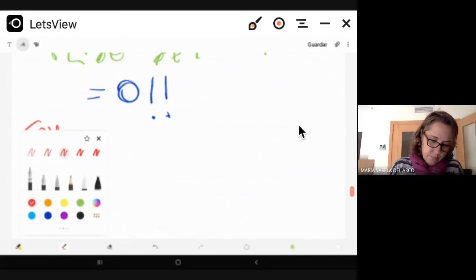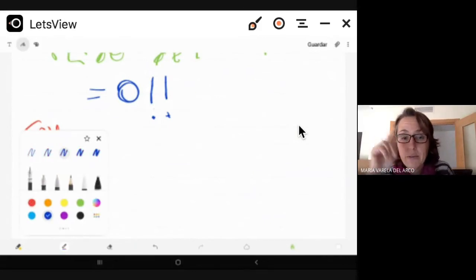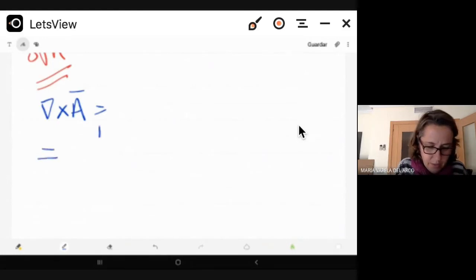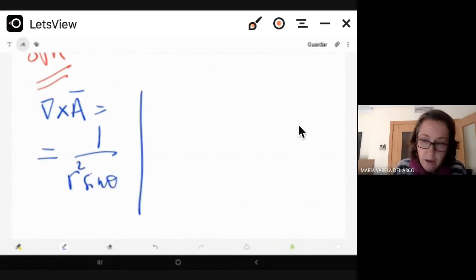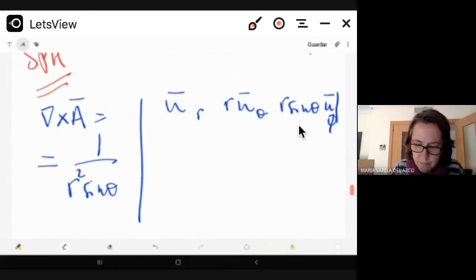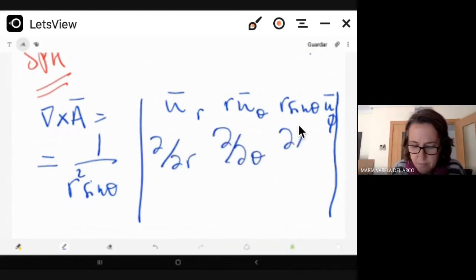Well, in spherical, again, you can go back to your list or you can just, if you want, I can write just for once the way things work when you want to have the determinant. So the rotational in spherical coordinates, let me come here so I have space: r squared sine theta, then ur, and then r u theta, r sine theta u phi. You can find this in the books, okay? And then the partial derivative with respect to the three variables. And now I put my field here.